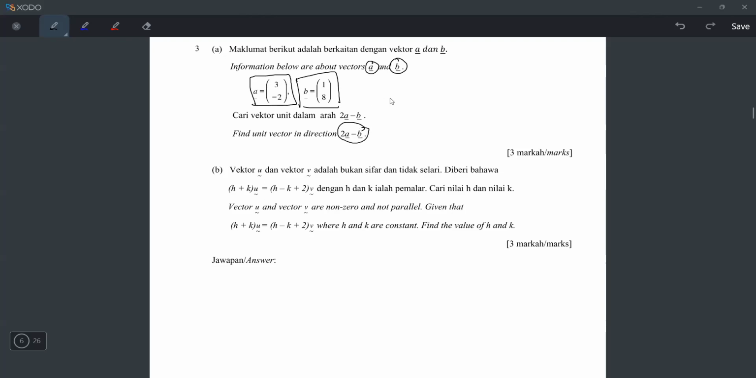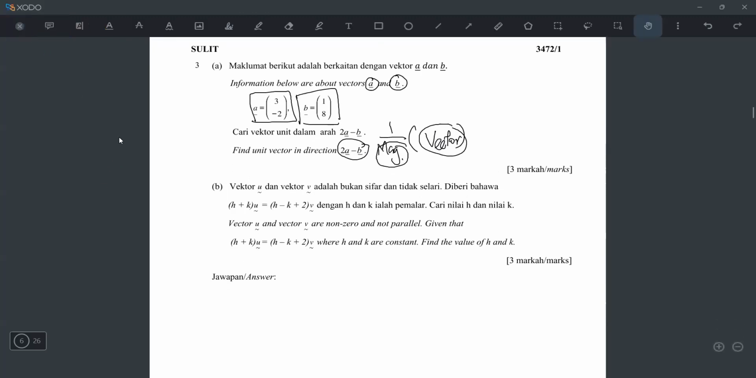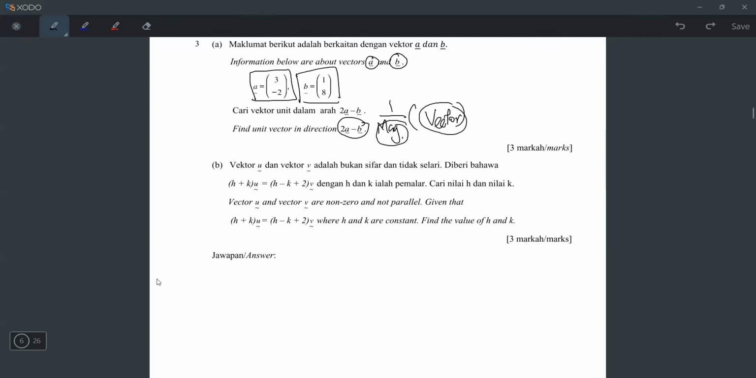If you want to find unit vector, the formula is 1 over magnitude times with the vector. But the vector has to be in terms of ij. And when you find magnitude also, you need the vector in terms of ij, or else you can't do. So why not we find the vector in terms of ij first. So 2a minus b, I want in terms of ij. So how to get it?